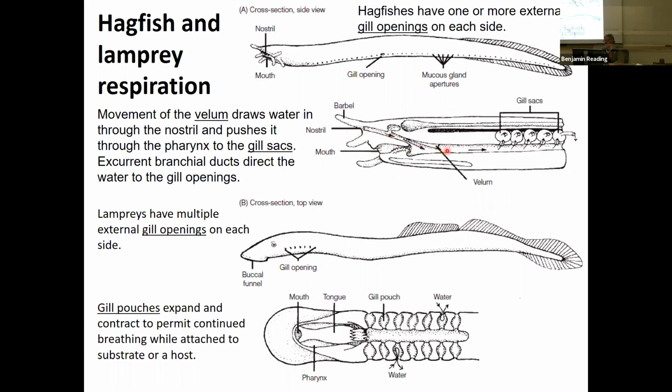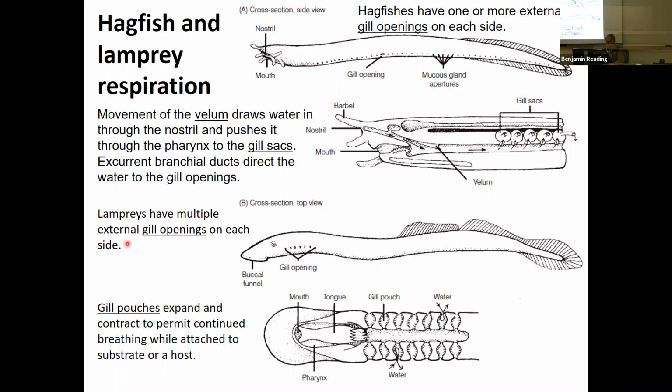They actually inhale water through this nostril. It comes down here, and it's really a pumping action by this velum, which draws water in, and then it comes into these gill sacs that are down the side of the fish, and then each one of these gill sacs has an exhalant opening that water then passes out of the side of the hagfish. So these exhalant ducts are called branchial ducts. And again, I talk about this in the lecture when we talk about hagfish.